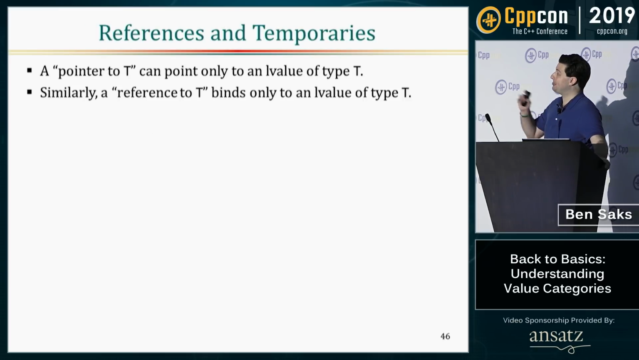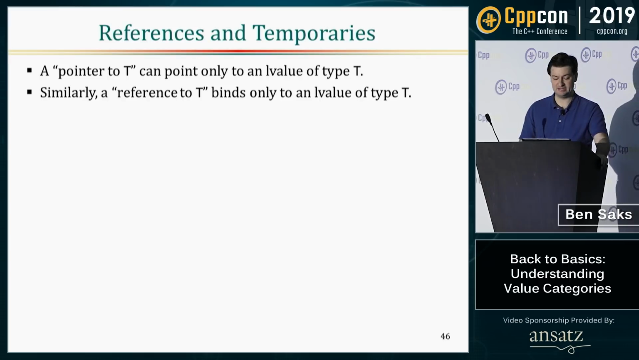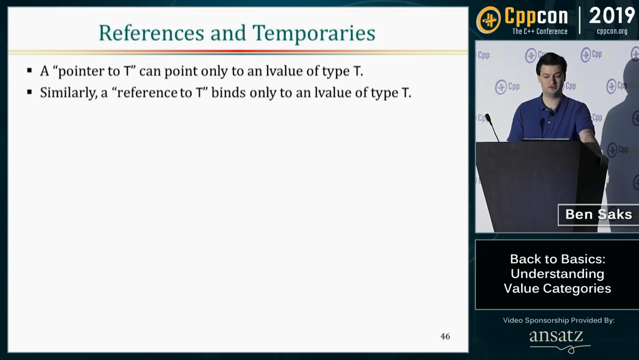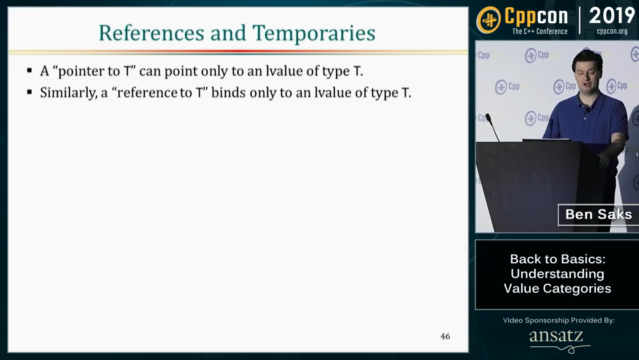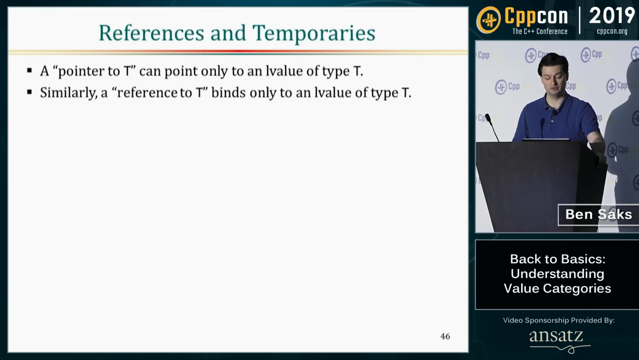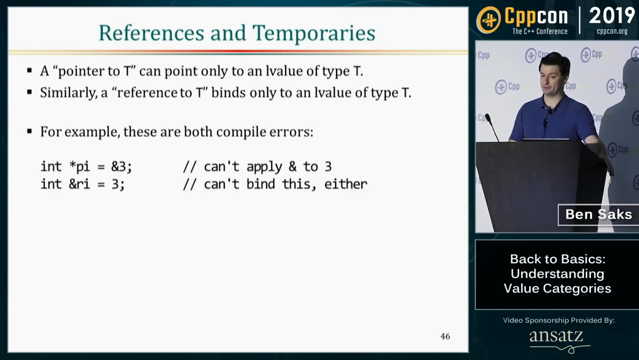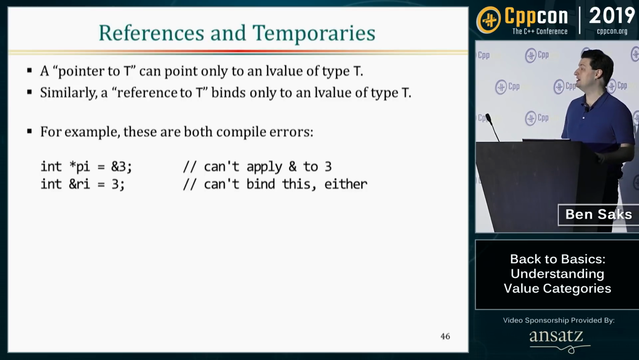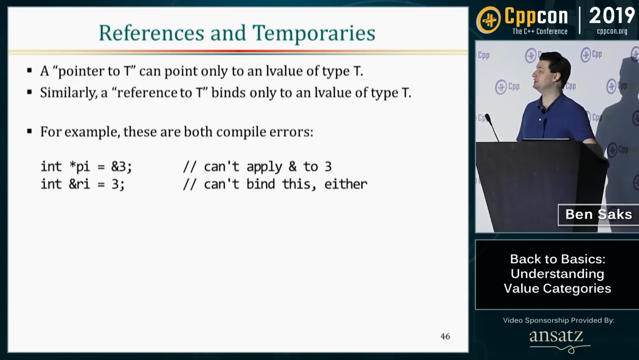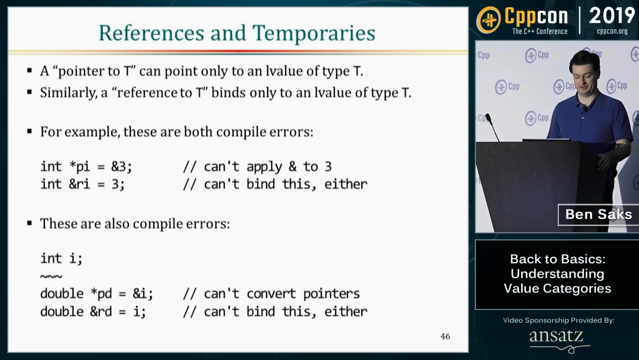So, as I mentioned before, a pointer to a T object can only point to an lvalue of type T, and in the same way, a reference to non-const T will only bind to an lvalue of type T. So, I can't take the address of 3 and assign it to a pointer to an integer. And in the same way, I can't bind a reference to an integer to the literal 3. Neither of those works because 3 is an rvalue.